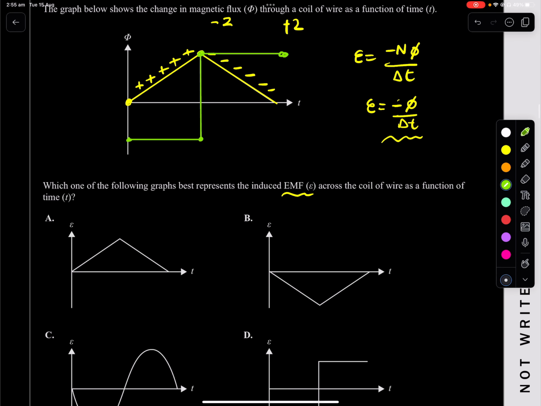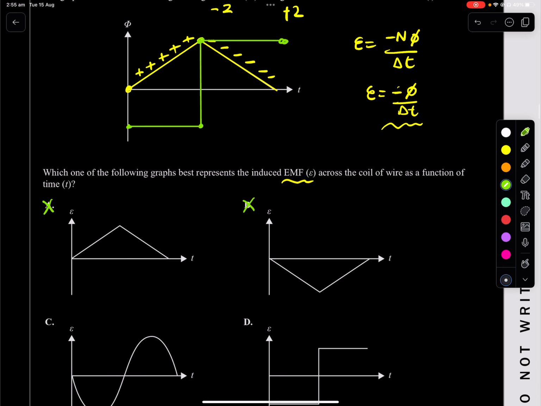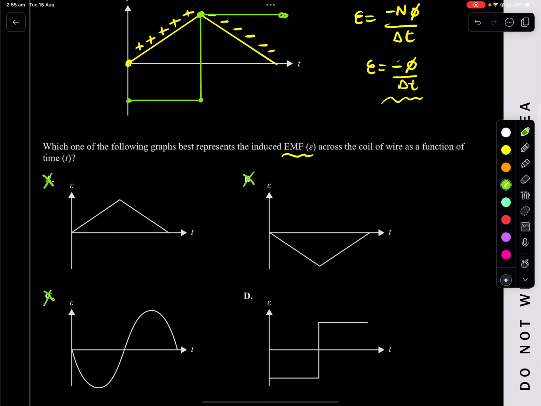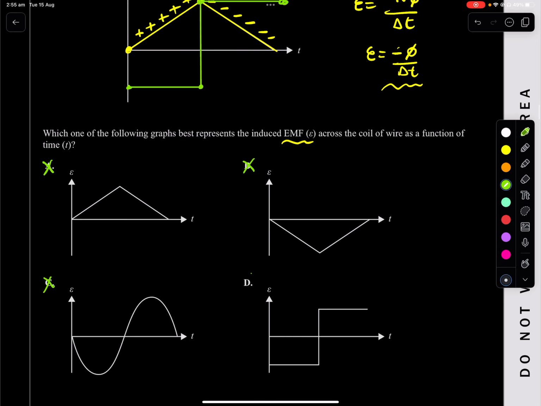So let's look at A. Absolutely not A, it's the same graph. B, nope, it's just a reflection along the t-axis. C, absolutely not, I don't know where they got that. And D, D looks perfect. So choose D as your answer.